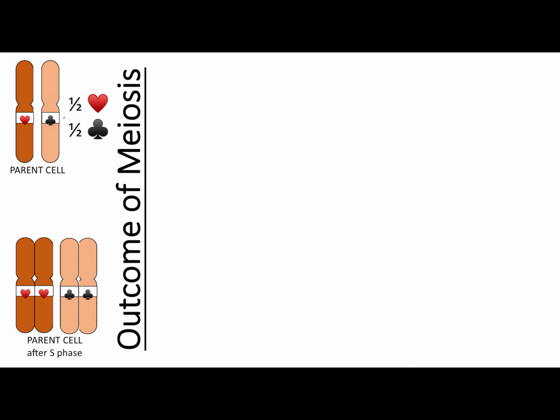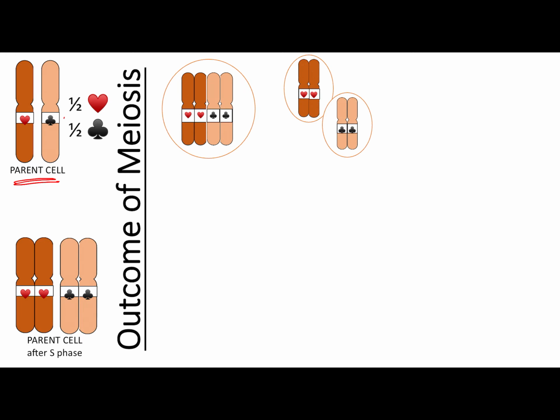In either case, if this is the parent cell, and it has half heart and half club, then we need to see what's going to happen by the end of meiosis. So let's start out by just tracking the chromosomes as they go through meiosis, as if crossing over never occurs. We go through meiosis 1 and meiosis 2, and we end up with 4 different cells, and essentially each one of these chromosomes just splits off to become 1, 2, 3, 4 different cells.